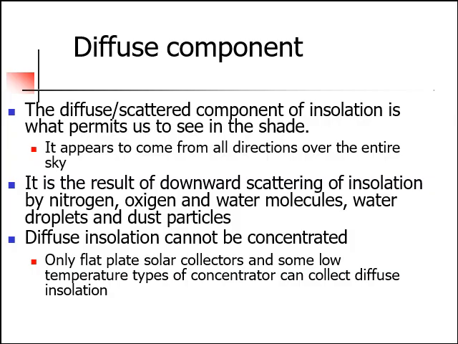Because when you have all this nitrogen, oxygen, water molecules or water droplets, cloudy days, dust particles, all this will cause the sunlight to get diffused or scattered. And this diffuse insolation cannot be concentrated, except in a few cases like the flat plate solar collector, where you can concentrate, but the temperature range will not go very high.